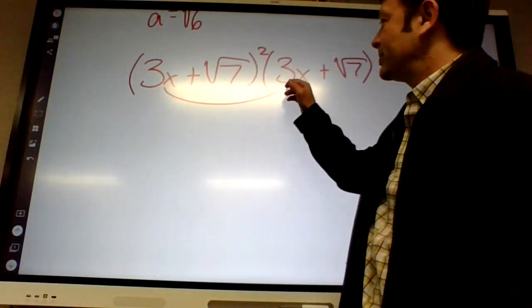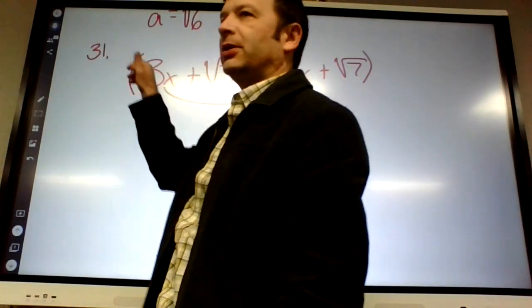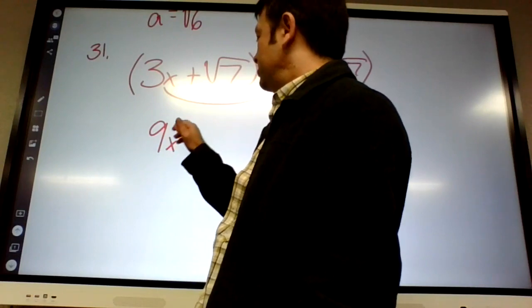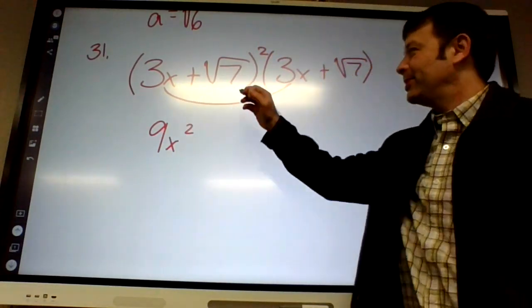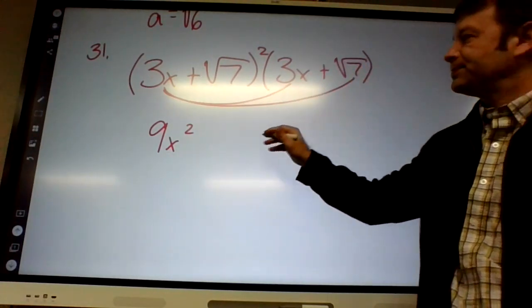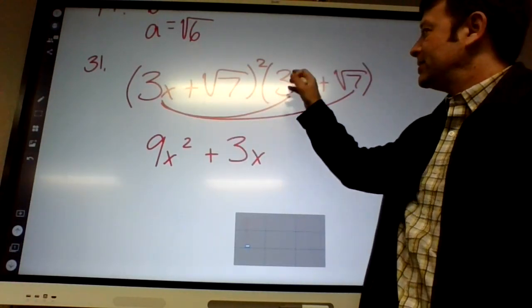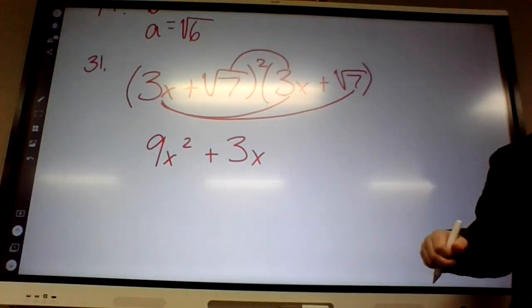What's the first going to be? What's 3x times 3x? 9x squared. Okay, and then what's the outside? 3x times square root of 7. 3x square root of 7. Yeah, can't really do anything with that. The inside is the same thing, right? 3x square root of 7.